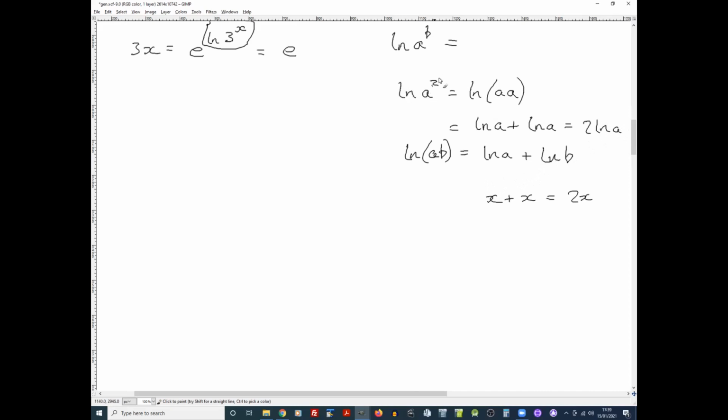So log of A squared equals 2 log A, and you could see how that would work for any integer power of A. Log of A cubed would be log of AAA, which would be 3 log A, and so on. So the rule here is that log of A to the power of B is B ln A.